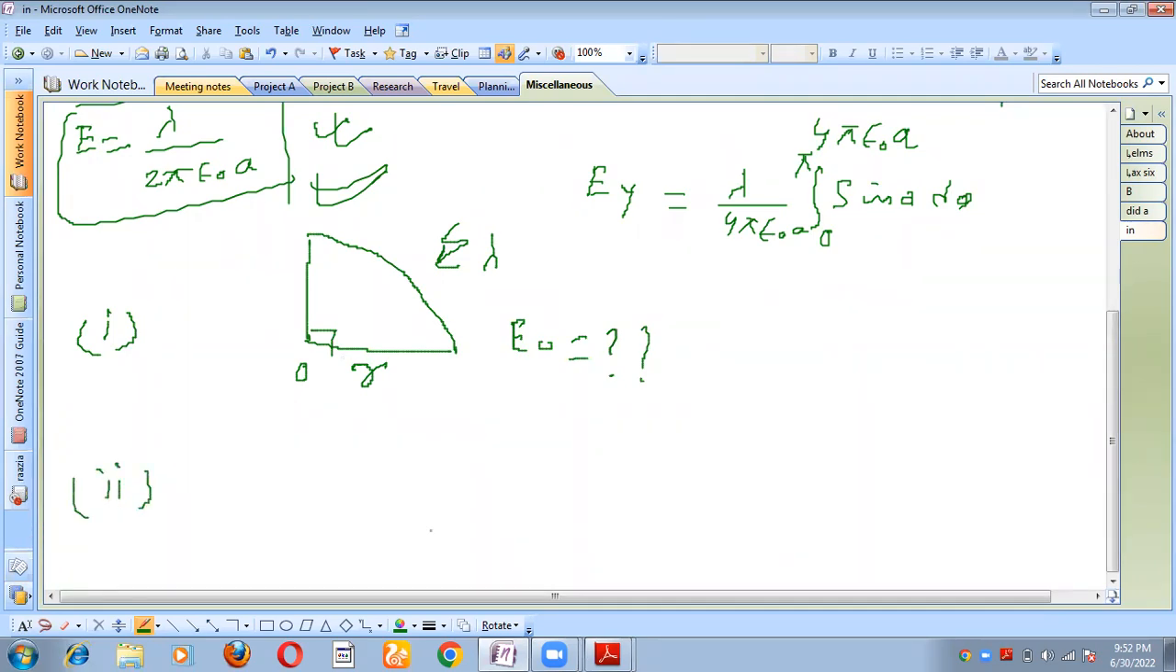And the second question is: find the electric field at the center due to a full ring. Suppose we have a full ring, its charge per unit length is lambda and its radius is r. So we have to find the electric field at the center. All of you first solve question number 1, then question number 2. I will ask each and everyone what your answer is. So everyone solve question number 1 and 2.